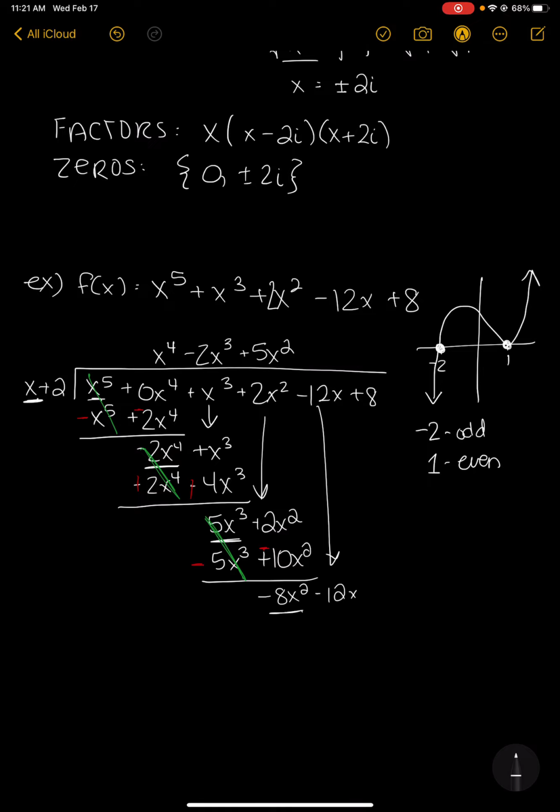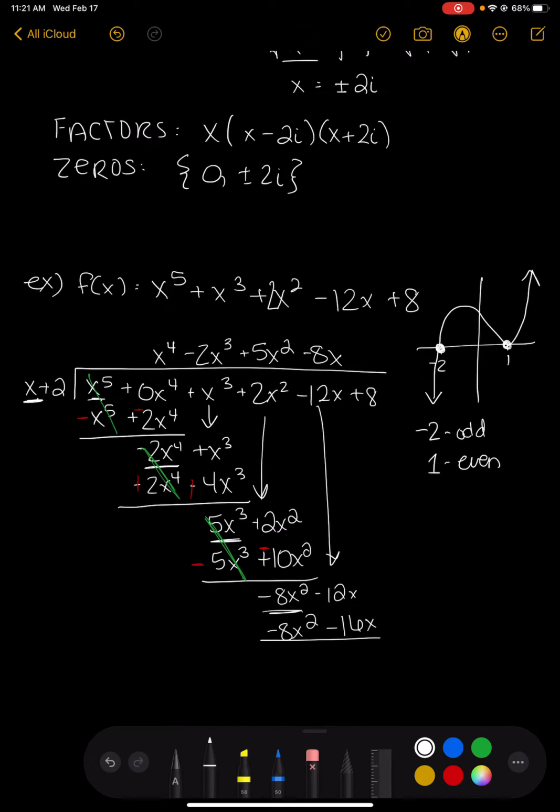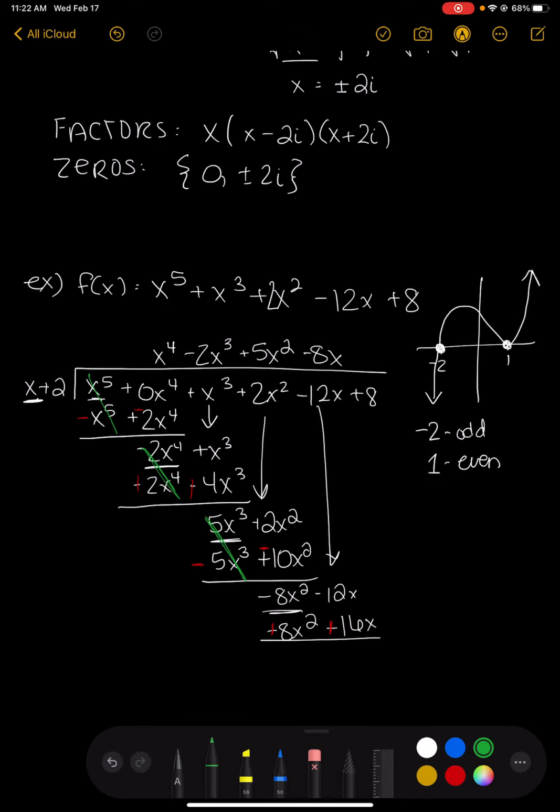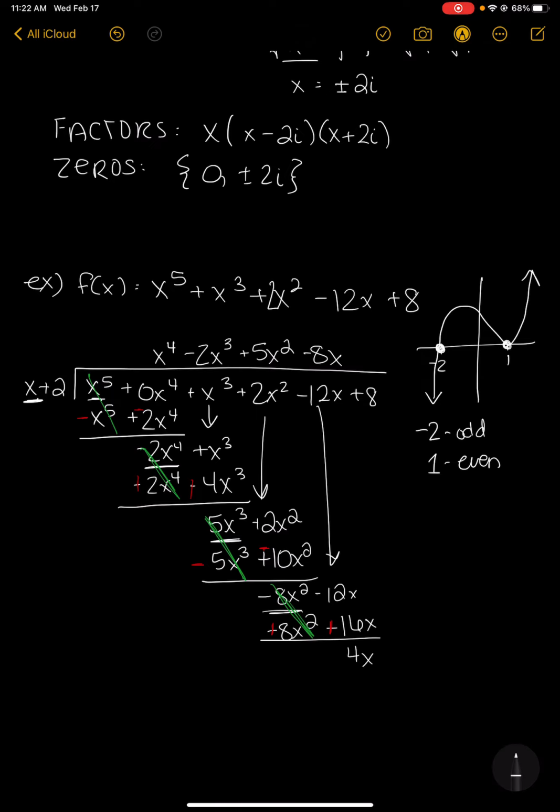X times what gives me a -8x squared? Well, that would be a -8x. And then we'll multiply. So -8x times x, -8x squared. -8x times 2 gives me a -16x. Draw my line, subtract. Flip those signs. My first term cancels. -12x plus 16x gives me a 4x.